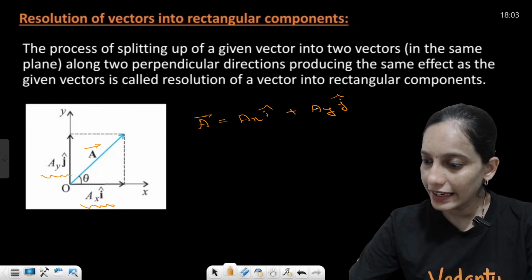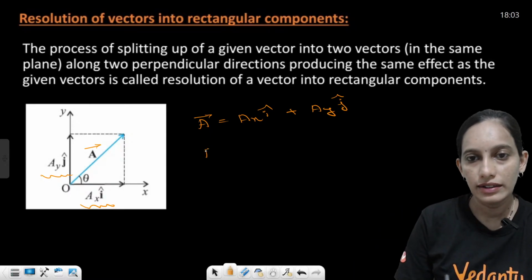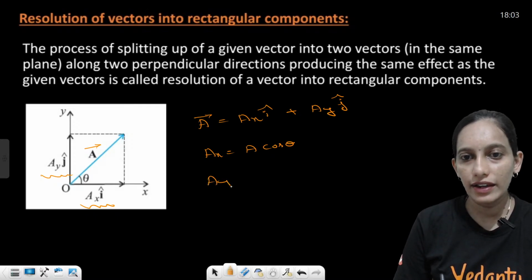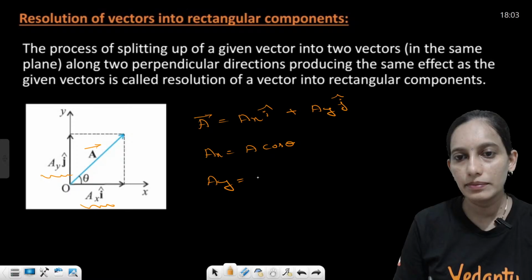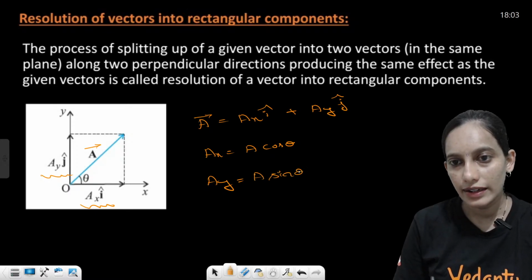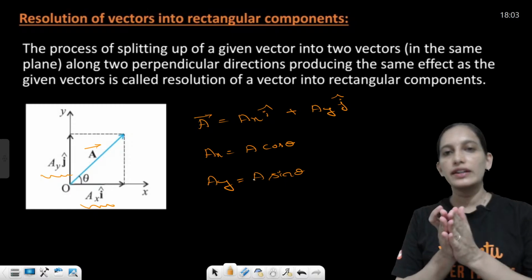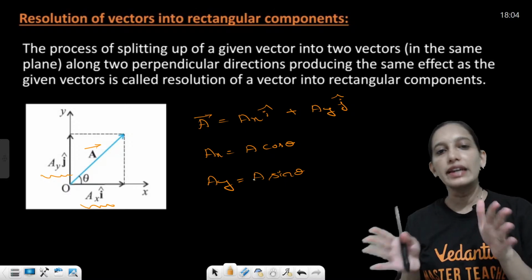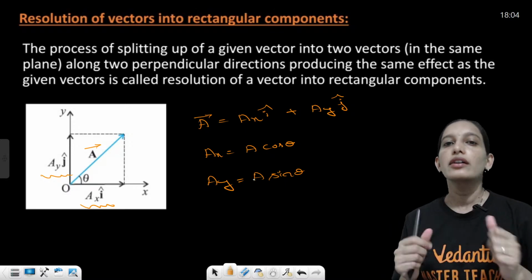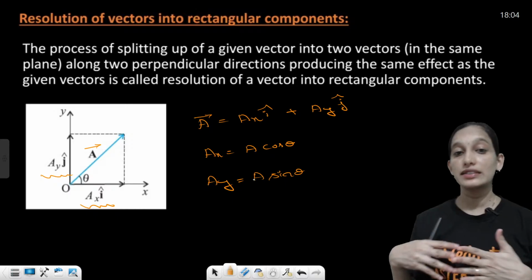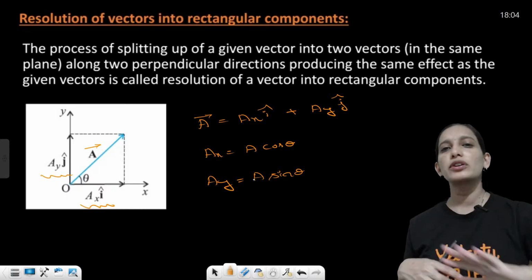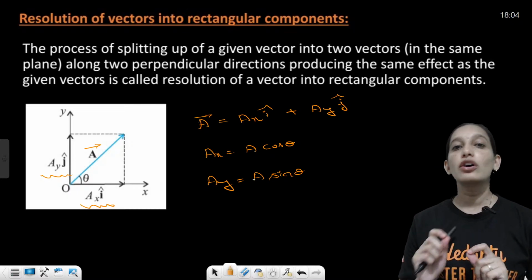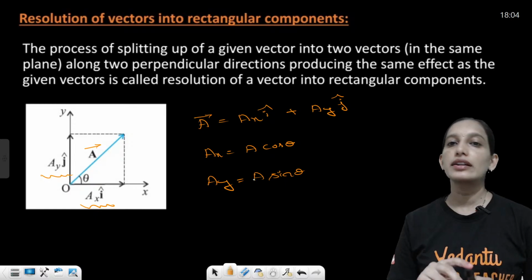So what is ax? We know that is nothing but a cos theta, and ay is nothing but a sin theta. So any vector we can write in rectangular components. You can resolve in any direction. It need not always be in perpendicular directions like the x axis, y axis and z axis, but it plays a very important role, and it helps in various situations. So we are following resolving of vectors into rectangular components.